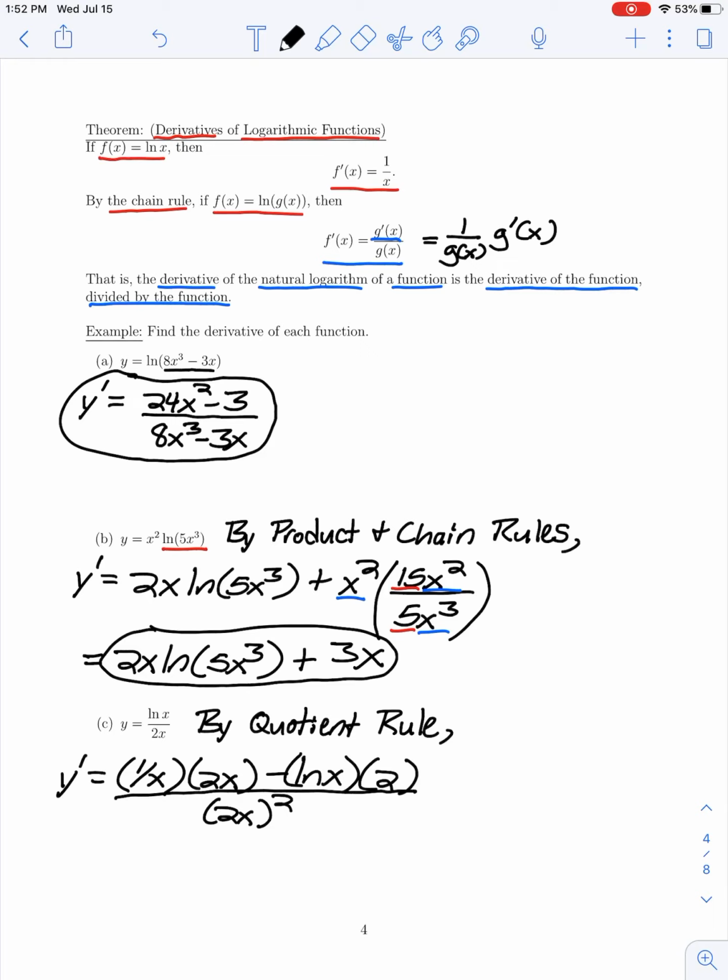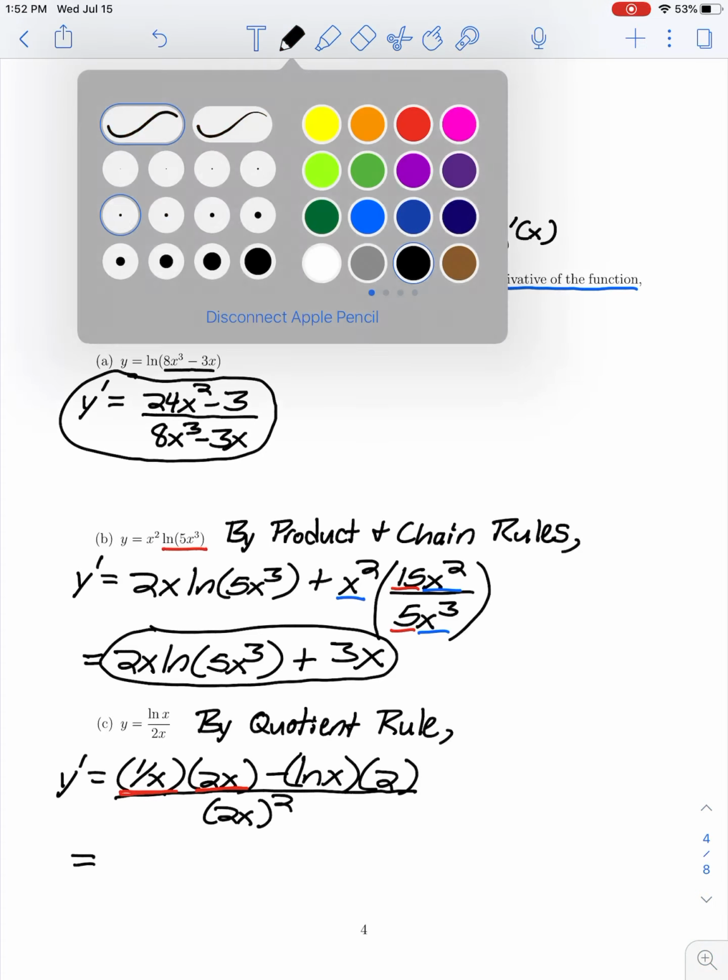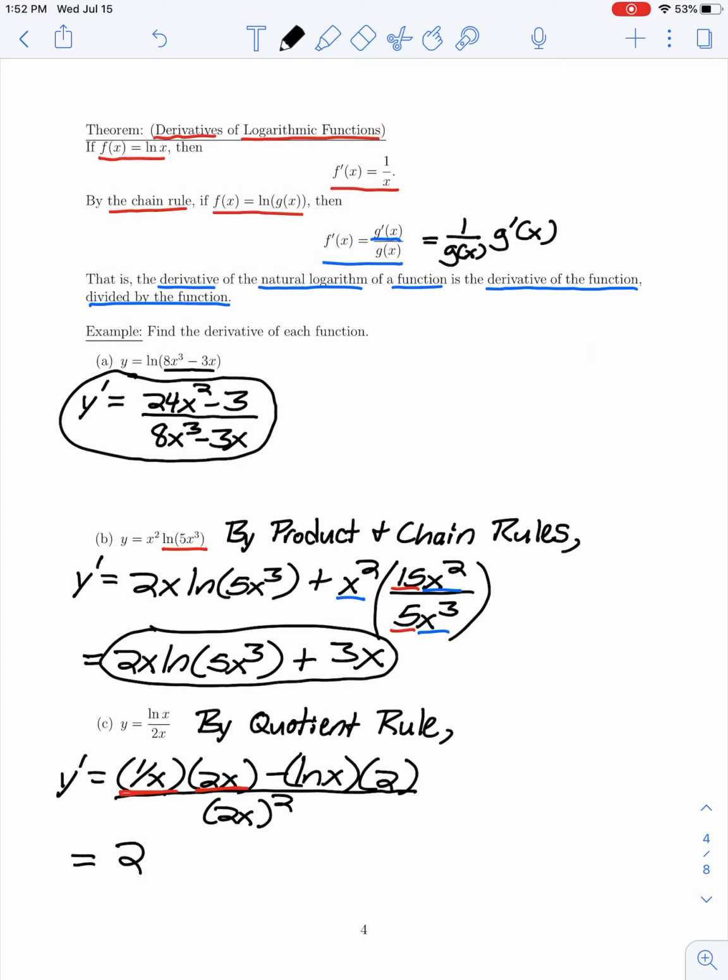So let's simplify a little bit. Starting with the first term in our numerator, if we have 2x and then we're dividing by x, or multiplying by 1 over x, we're left with just a constant 2. Minus, for the second part of our numerator, we're multiplying 2 and the natural log of x, so we have 2 log x over squaring our 2x in the denominator. We would have 2 squared is 4 times x squared.